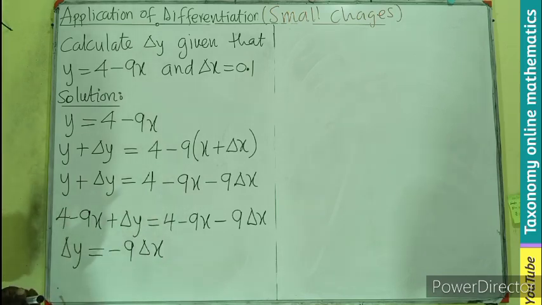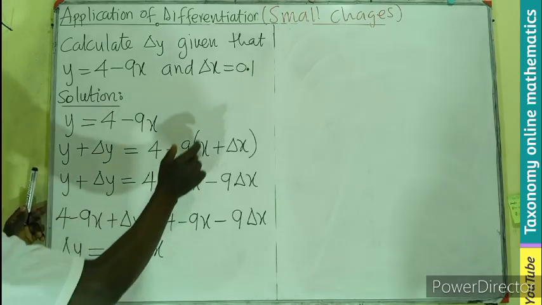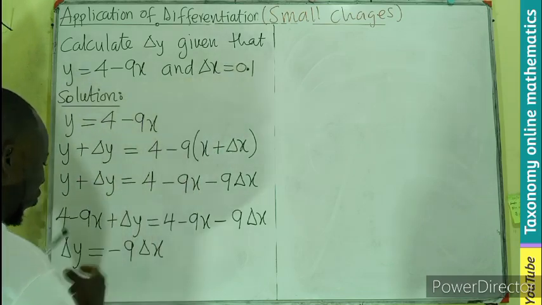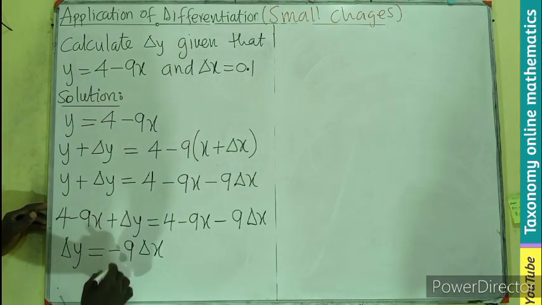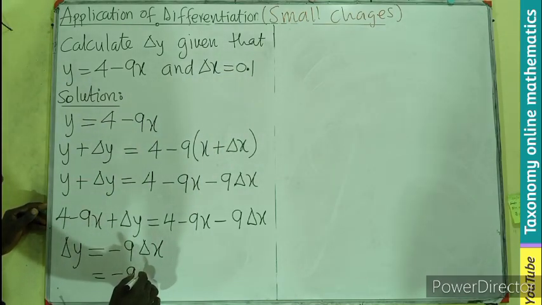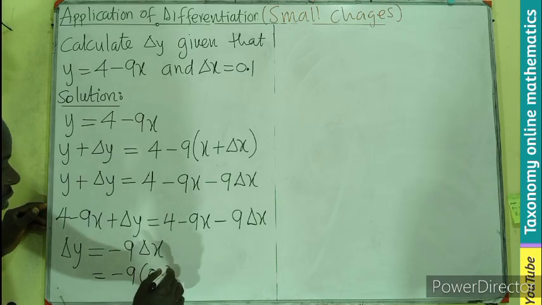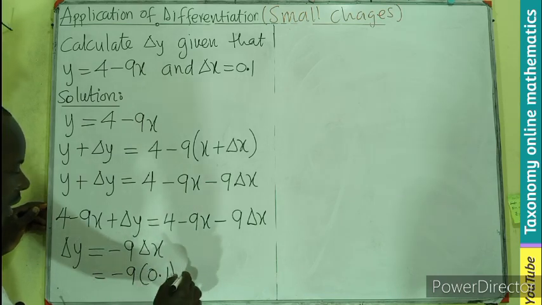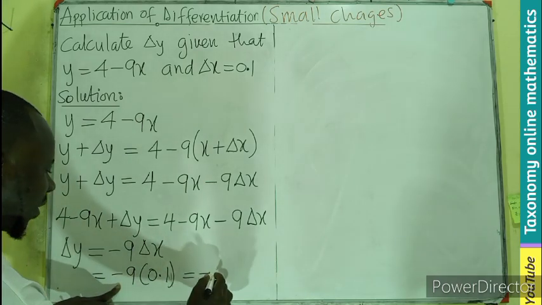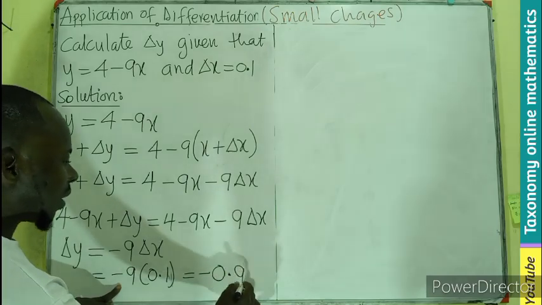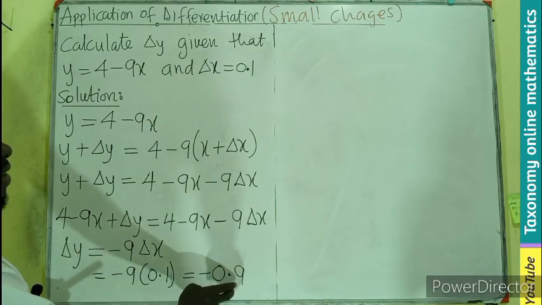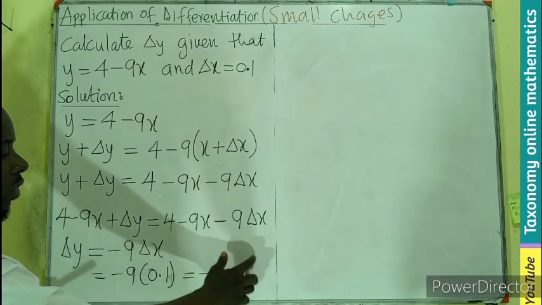But what is delta x? Delta x is given to us here. So I'll only say this becomes minus 9 times 0.1. And that will give you negative 0.9. This is the final small change.